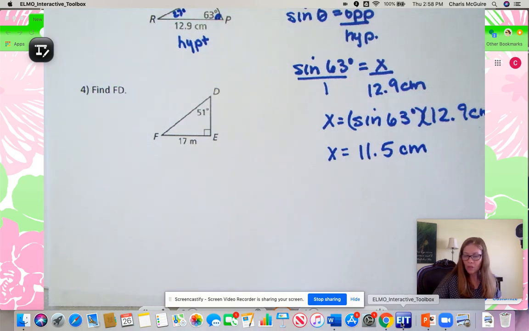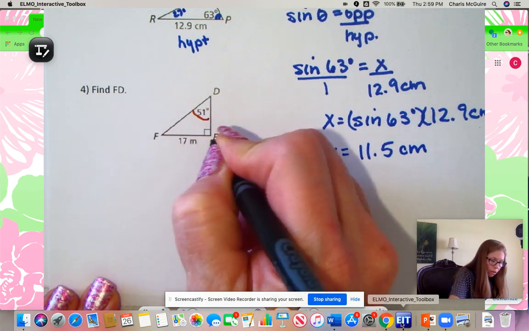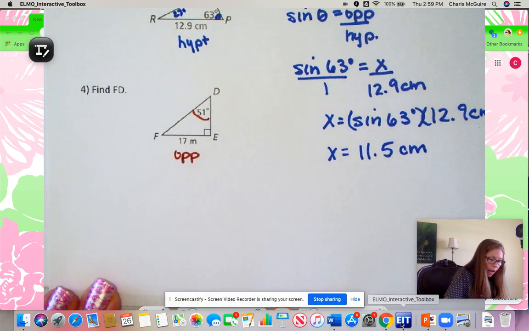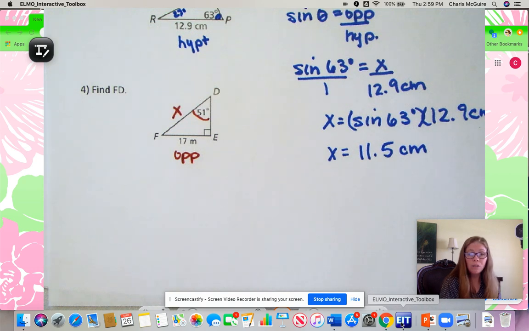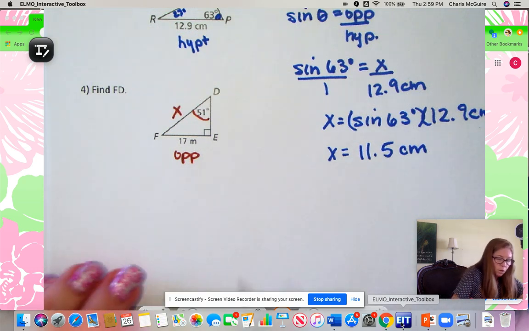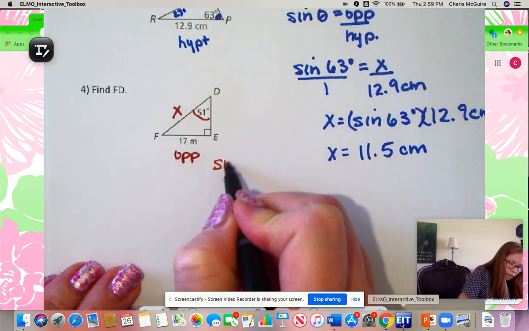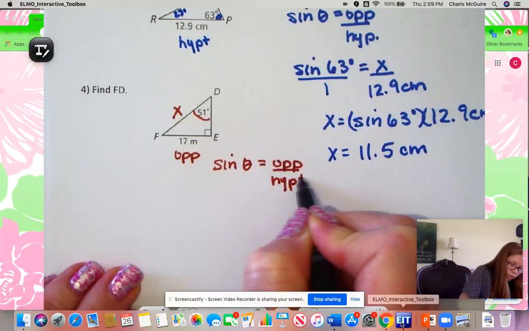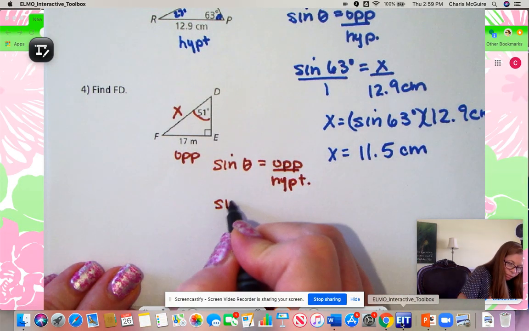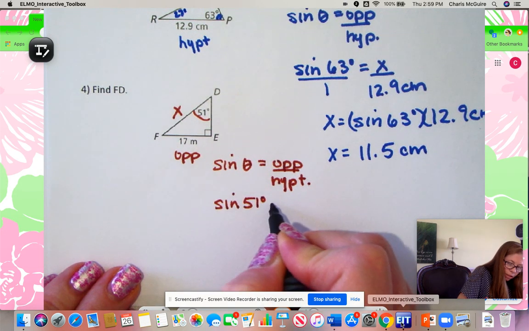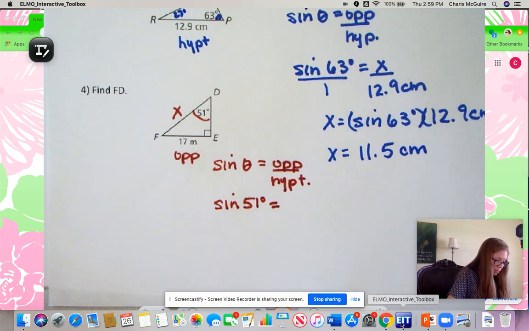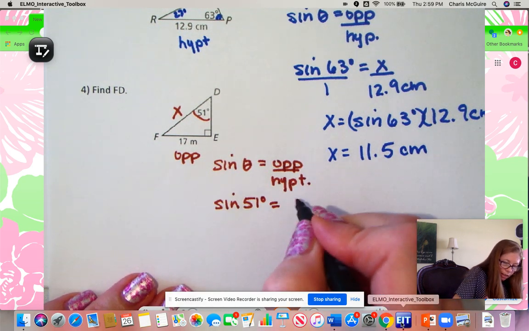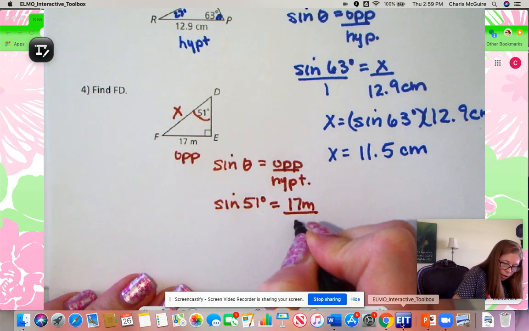Okay, so looking at the 51 degrees that were given, 17 meters, or FE, is my opposite side again, and I am finding FD, which is my hypotenuse. So again, we're using the sine function. So we're going to write out here the sine of theta equals opposite over hypotenuse. And this time my angle is 51 degrees. And the opposite side is 17 meters. And my hypotenuse is x.